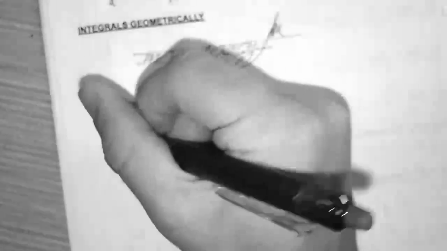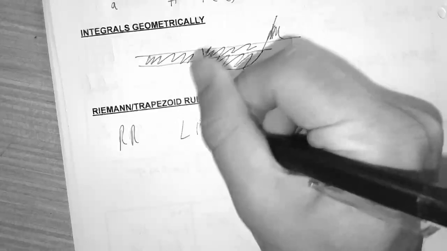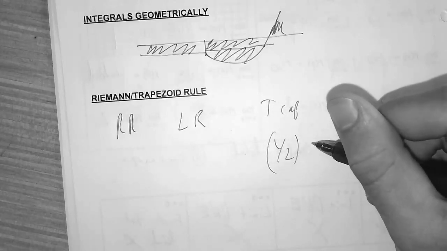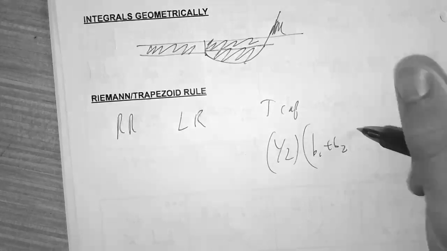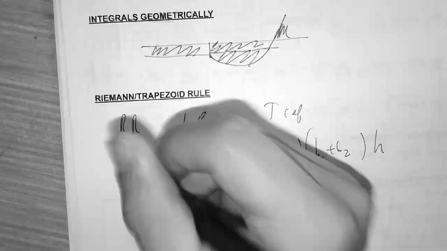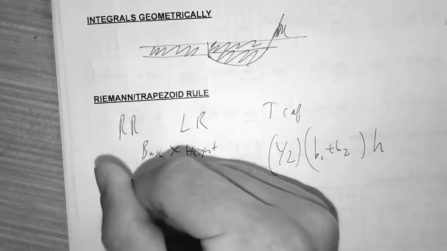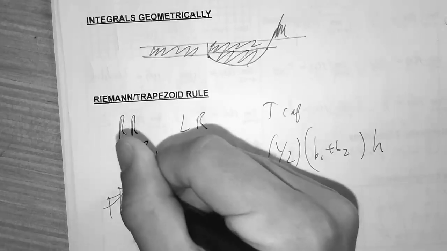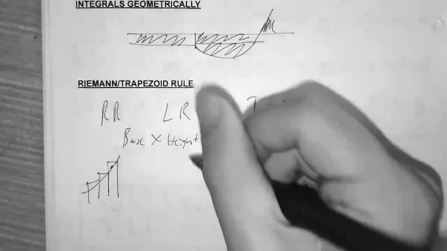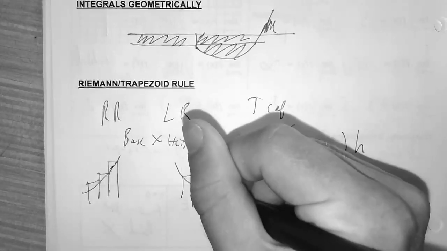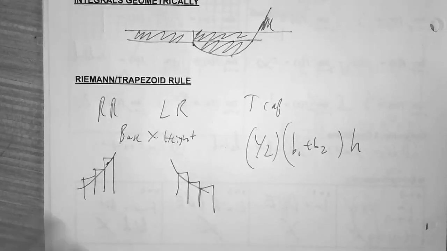Riemann and trapezoid. Okay, so we have right Riemann, we have left Riemann, and we have trapezoid. Trapezoid is 1/2 b1 plus b2 times h. These two are both like base times height, right? They're both base times height. But the difference is that the height, if it's on the right side, is the right side of that rectangle, and if it's on the left side, it's the left side of the rectangle. That's it, really. That's all you really need to know.